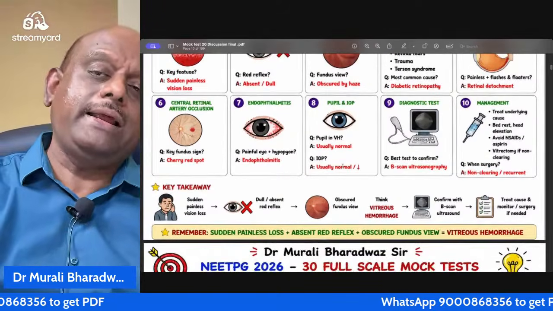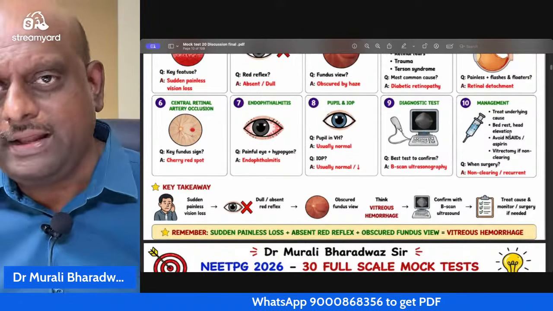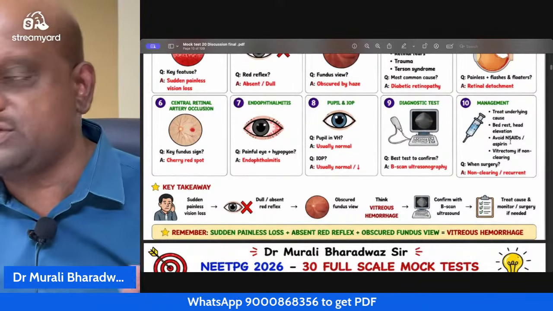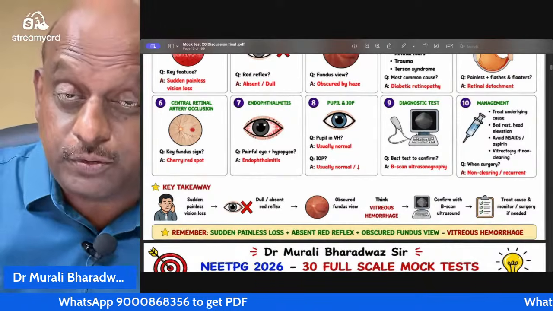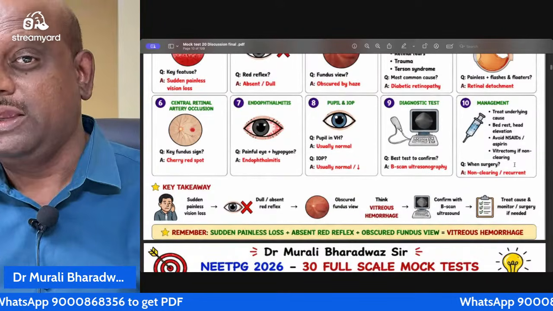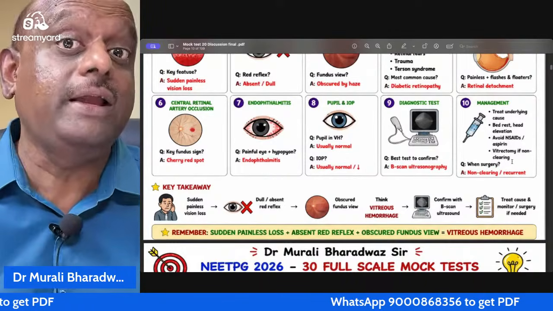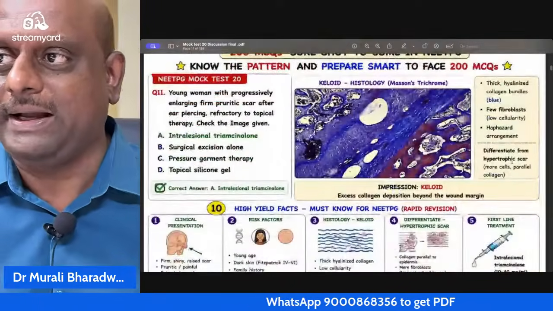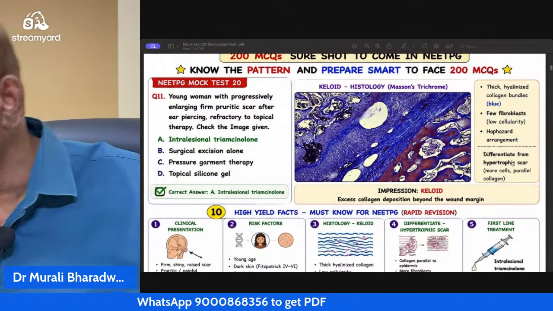So how do you manage the vitreous hemorrhage, doctor? Treat the underlying cause, give bed rest, give head elevation, avoid NSAIDs, which predispose to bleeding. If it is not clearing, then we need to do vitrectomy, is what we need to remember. So, very good.